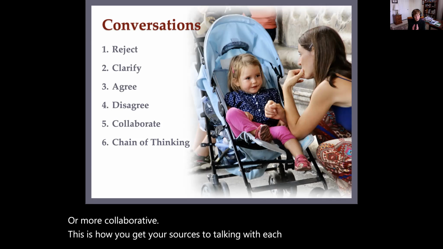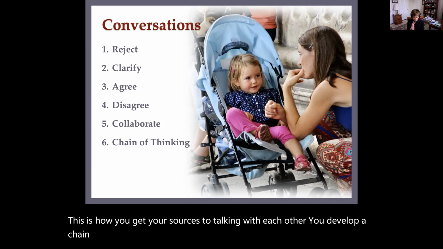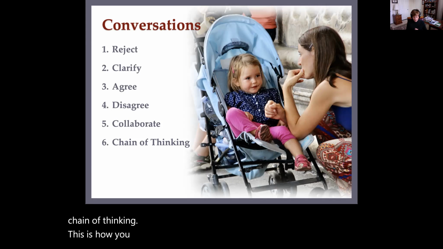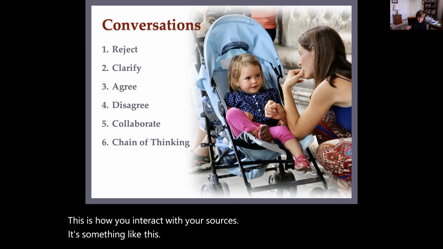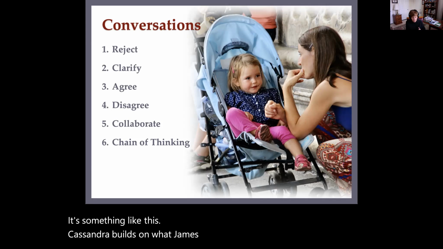You develop a chain of thinking. This is how you interact with your sources. It's something like this. Cassandra builds on what James says. Eva builds upon Randolph's idea. And together, they develop new approaches to the topic.